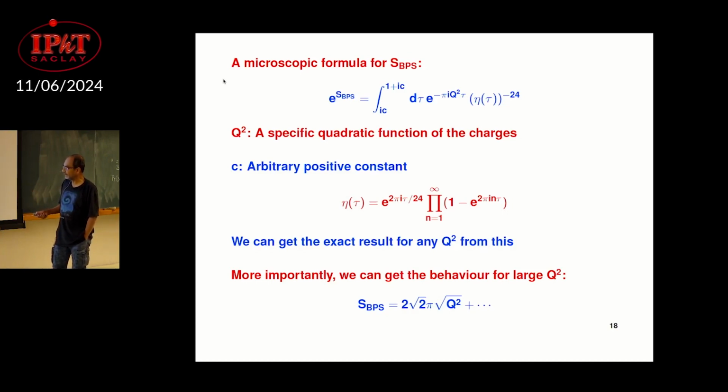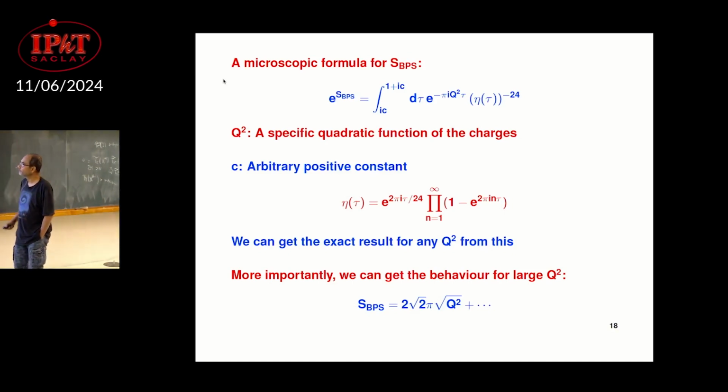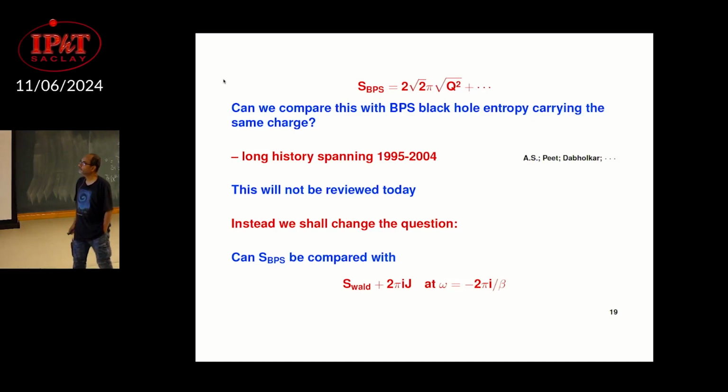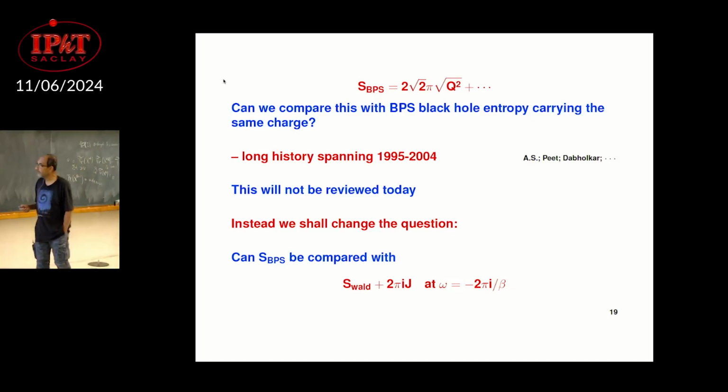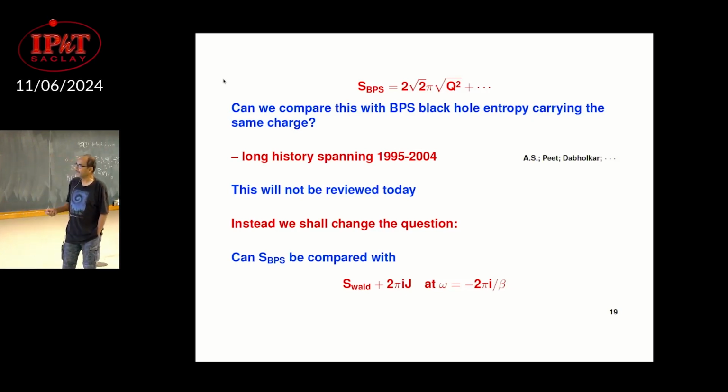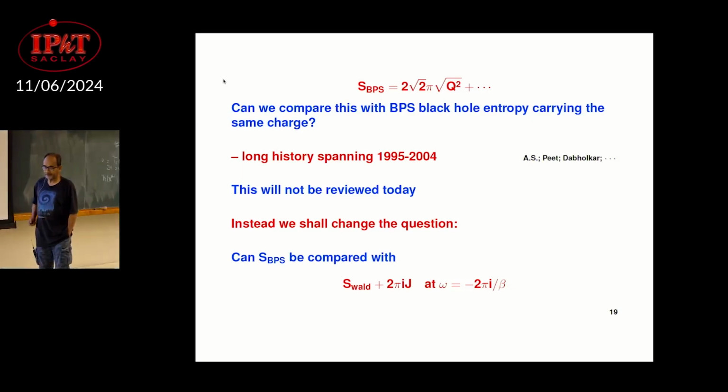What one finds is that for large charges, the S_BPS grows as 2 root 2 pi times the square root of Q squared, and then there are corrections. So the first question one might ask is whether it is possible to compare this with the BPS black hole entropy carrying the same charge. Indeed this has a very long history, spanning 10 years or more, but we are not going to review this today.